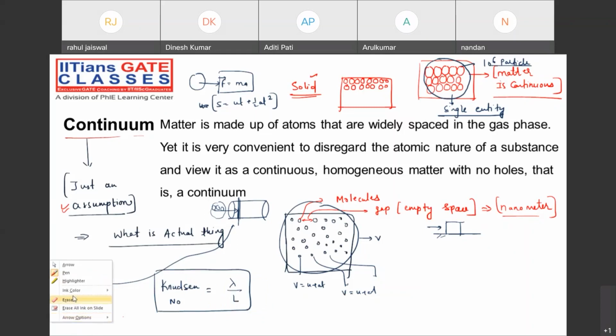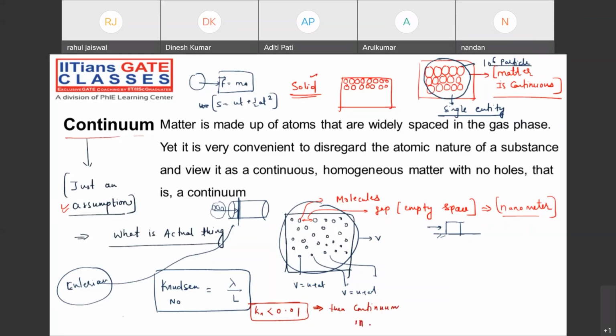Sir, what is the meaning of the Knudsen number? Basically, the Knudsen number defines the validity of the concept of continuum. When the Knudsen number is less than 0.01, then we say the concept of continuum is valid. Only then is it valid; otherwise, it is not valid.